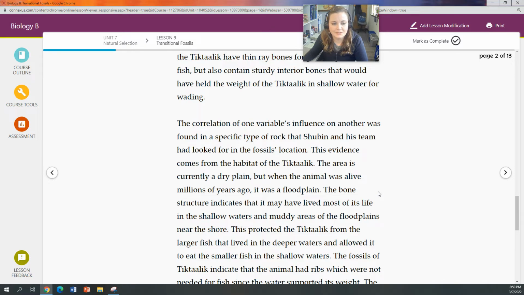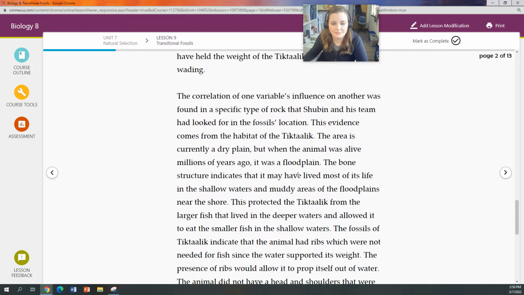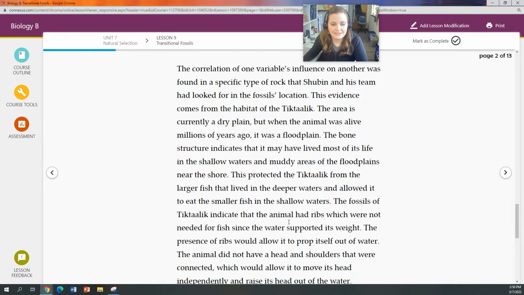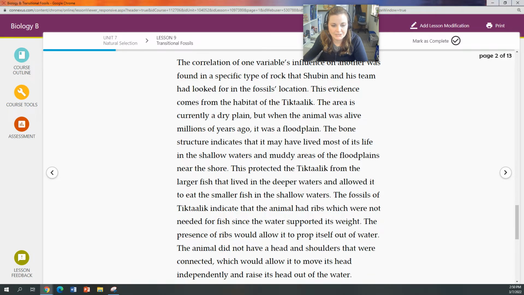So it says the correlation of one variable's influence on another was found in a specific type of rock that Shubin and his team had looked for in the fossil's location. This evidence comes from the habitat of the Tiktaalik. The area is currently a dry plain, but when the animal was alive millions of years ago, it was a floodplain. So this is an area that would have been flooded sometimes and dry sometimes, right? The bone structure indicates it may have lived most of its life in the shallow waters and muddy areas of the floodplains near shore. It protected the Tiktaalik from larger fish that lived in deeper waters and allowed it to eat the smaller fish in the shallow waters.